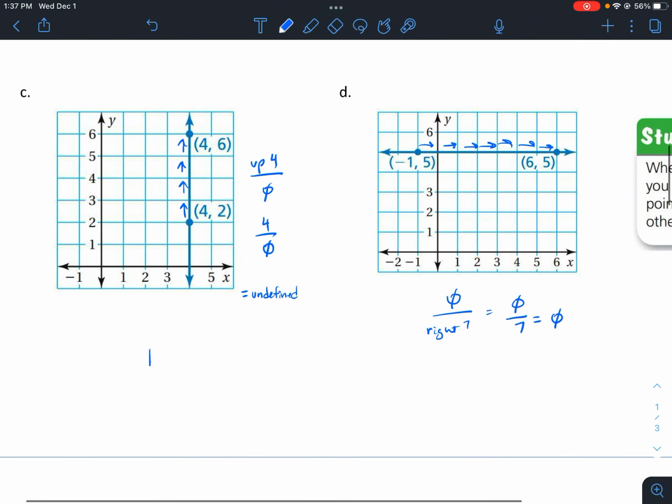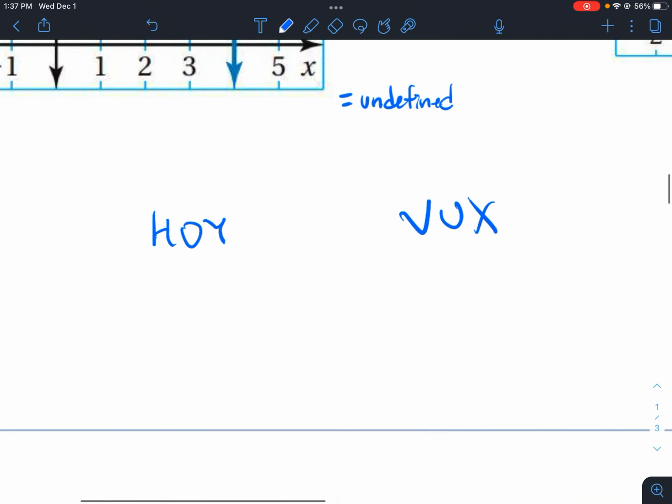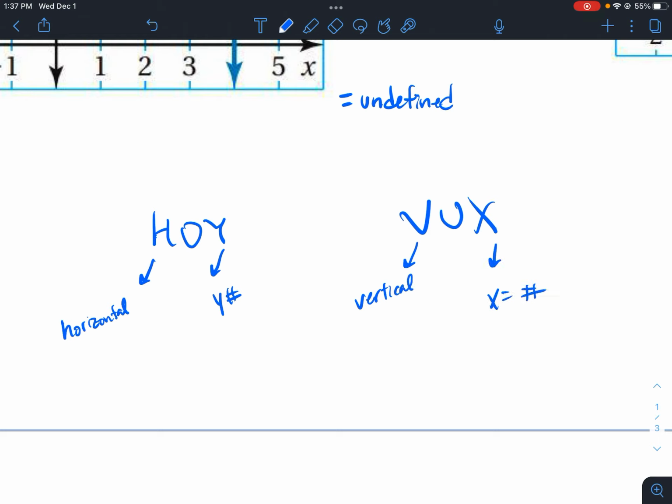So remember how the other day we talked about HOY and VUX? We said that H represented horizontal lines, Y represents Y equals a number, right? V, we said, was vertical lines, X is X equals a number. Now we're going to talk about the middle part. This is actually 0. That means my slope is 0.